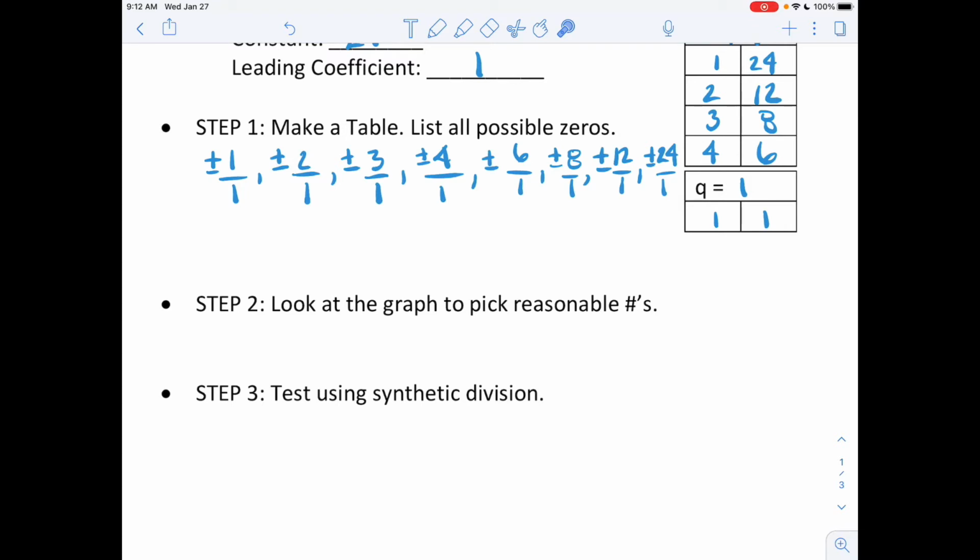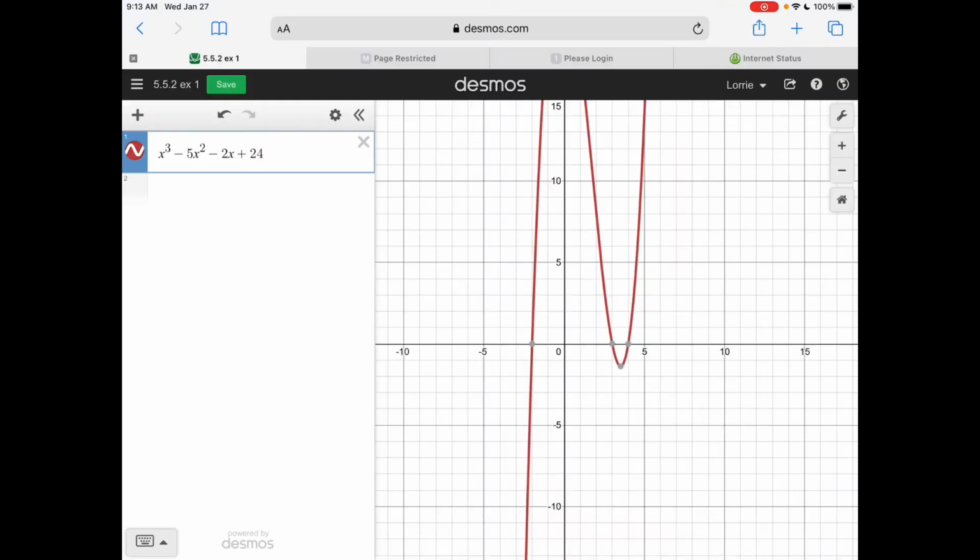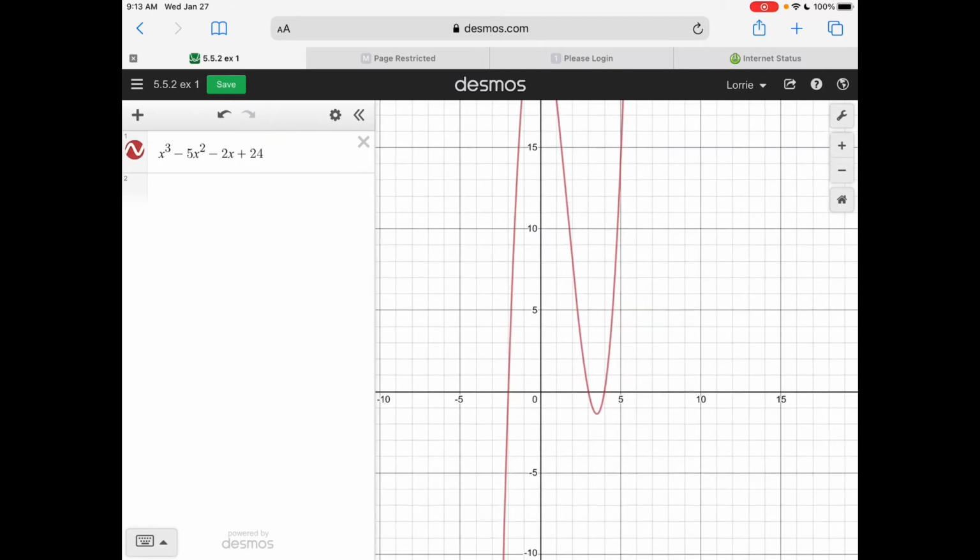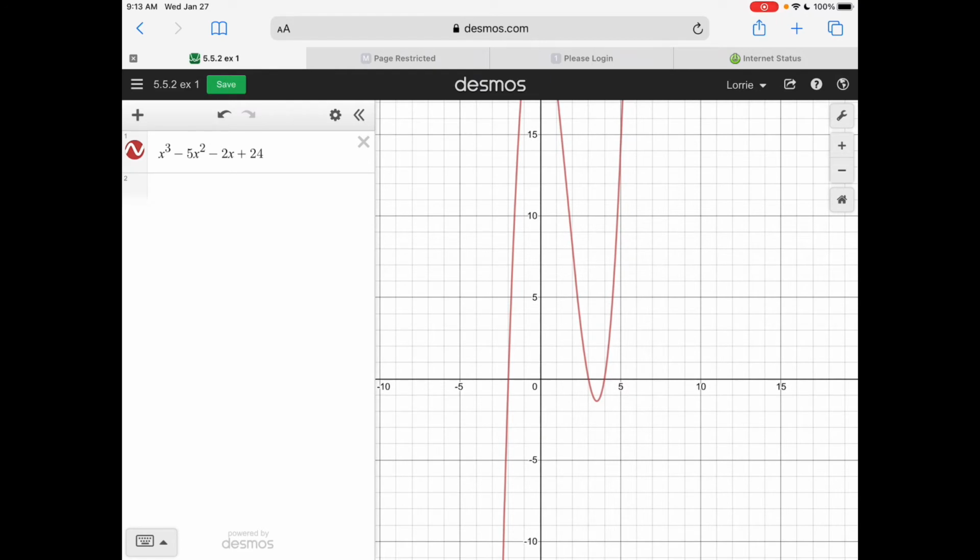So what we're going to do is look at the graph on Desmos and pick some reasonable numbers. Whenever I put this equation into Desmos, I see that I have negative 2, 3, and 4. So negative 2, 3, and 4. Let's go ahead and go back to our notes and put those numbers into step 2.